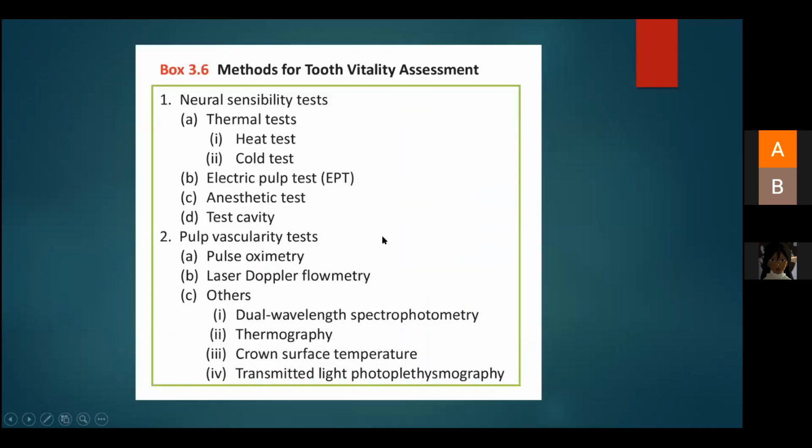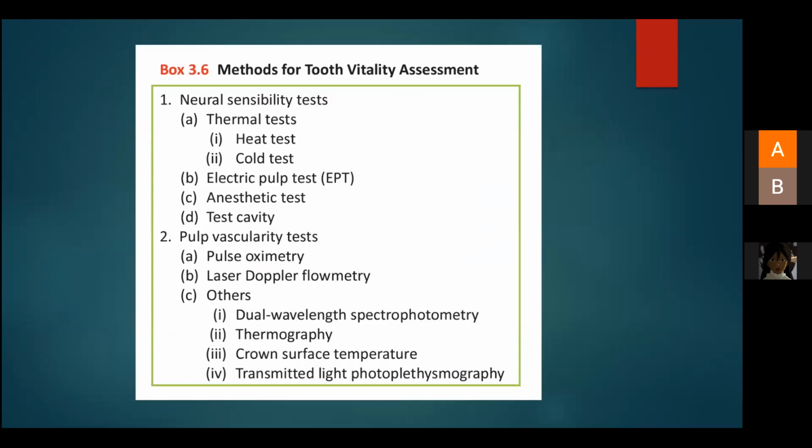Now, if you see the methods of tooth vitality assessment, it can be neural sensibility test, which consists of thermal test, heat test, and the cold test. Then comes the electric pulp test, anesthetic test cavity. Then we have pulp vascularity test. These are the new testing methods which are involved and still under study.